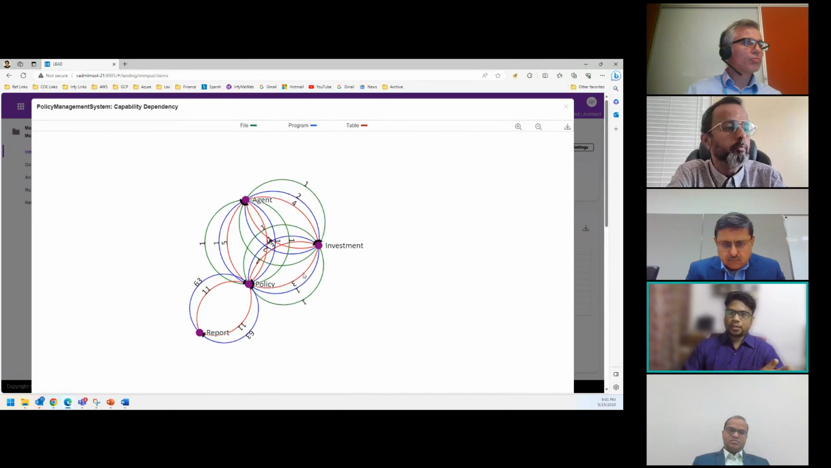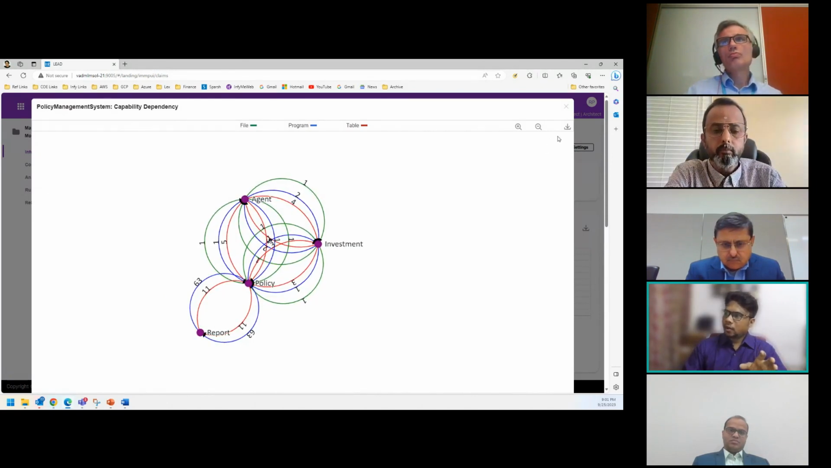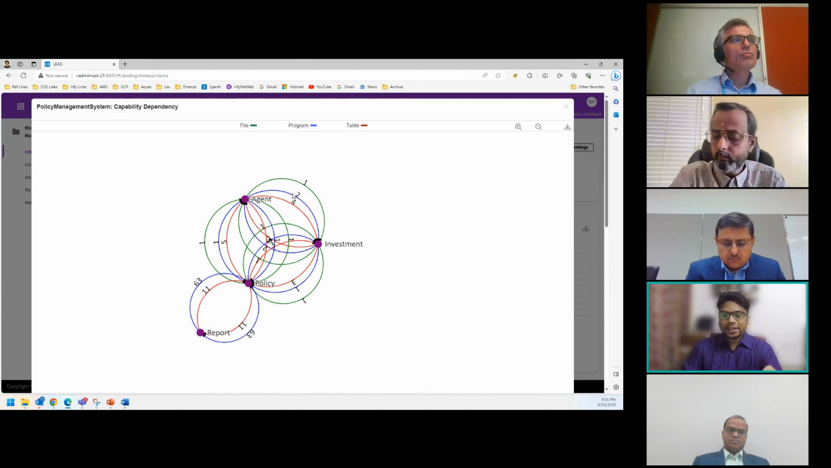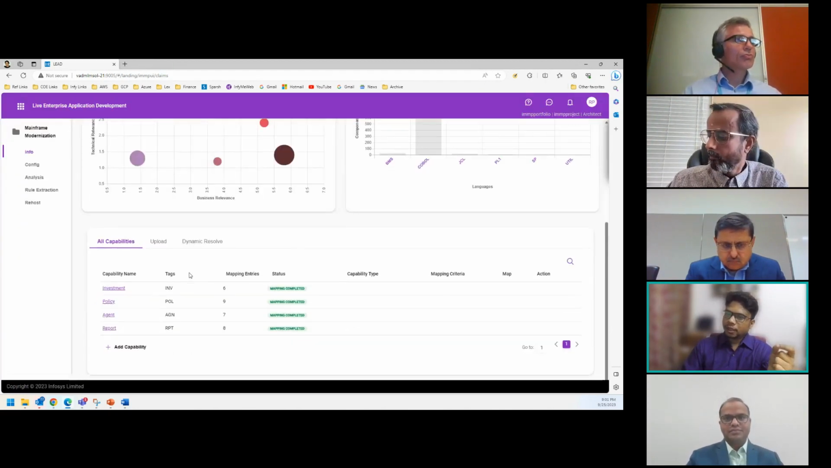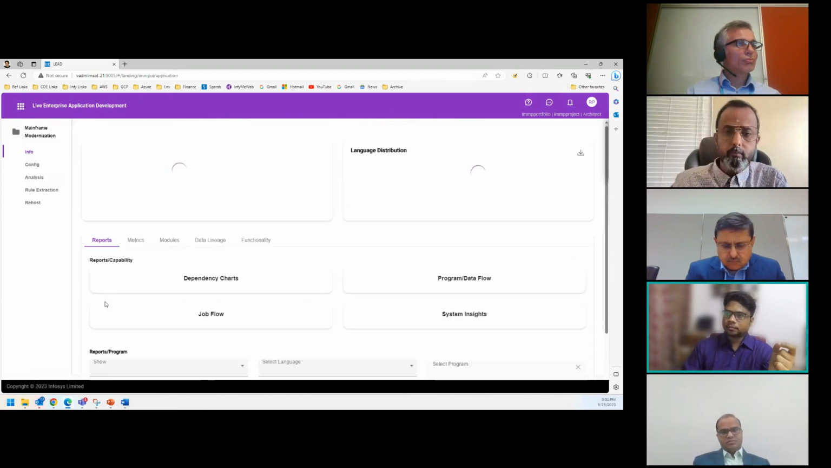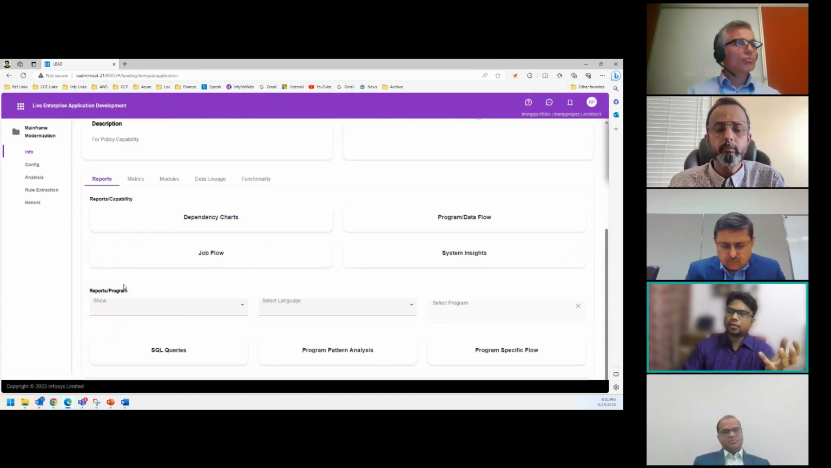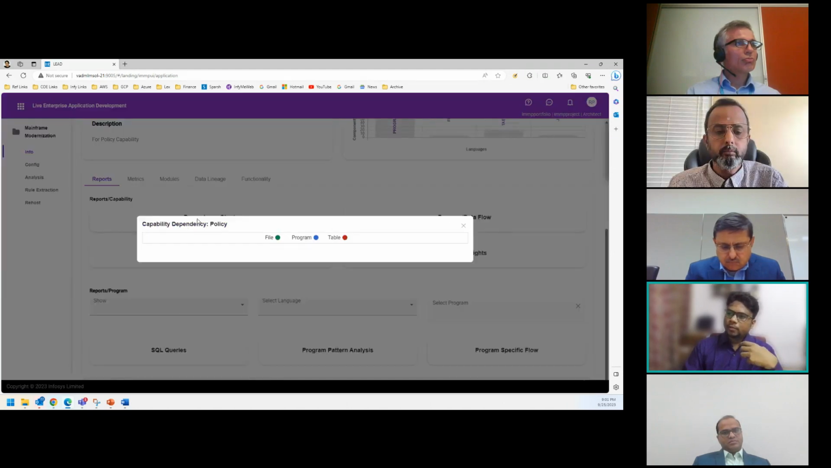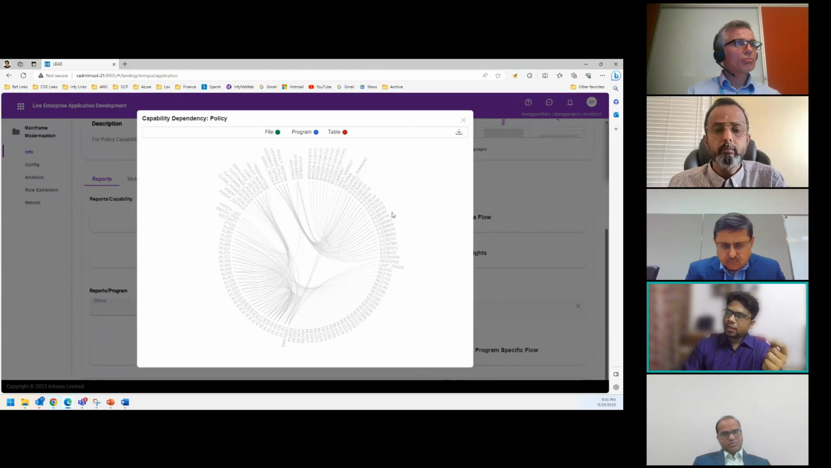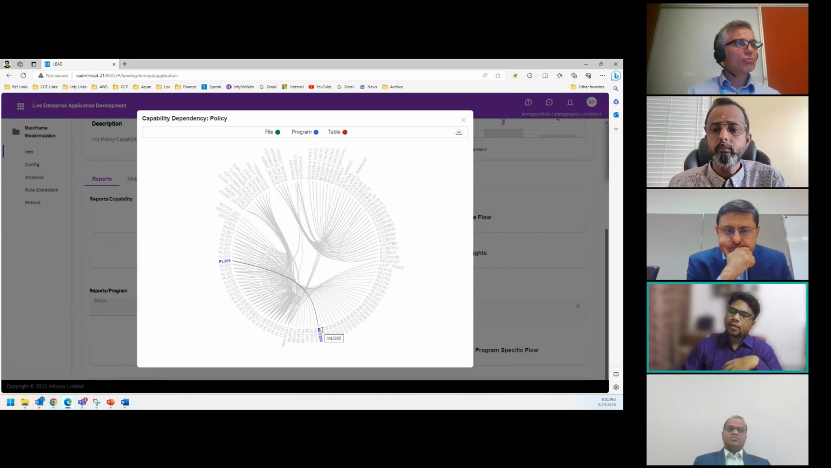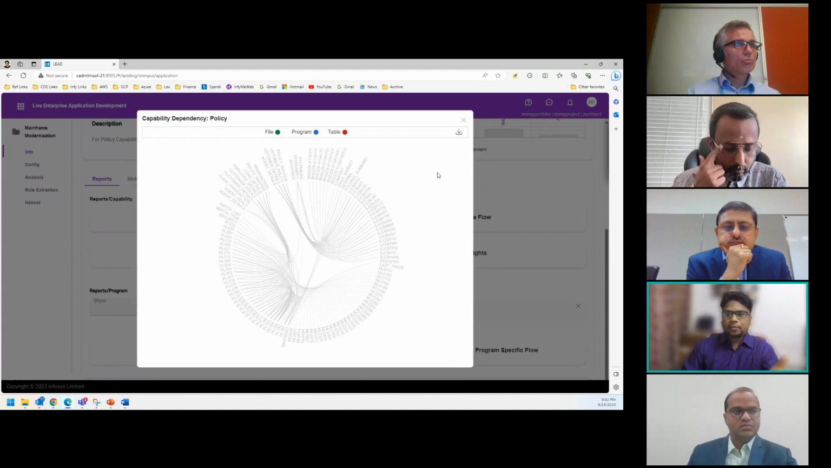Now, this is only a visual representation. If we want to understand in detail, we can download it. We can see every component it is interacting with, or creating the connection with, basically. Now, going into one of the sub-applications, let's say policy. Initially, we saw how the data looks at the overall level. Now, we want to go into a particular application and see how the data looks. Similarly, we want to see how the components are interacting with each other, whether it is file, program, or table, among themselves. Again, for a larger application, obviously, the visual may not be so helpful. So we can download it and filter it based on whatever we want and do further analysis.